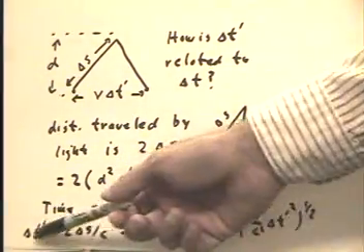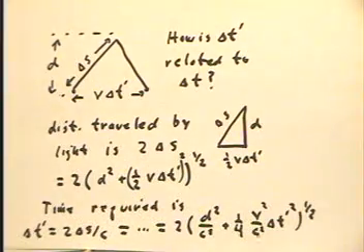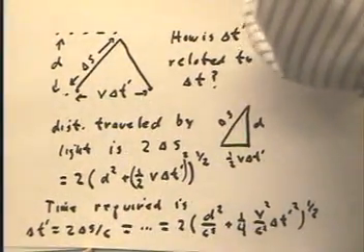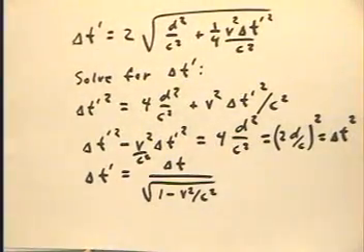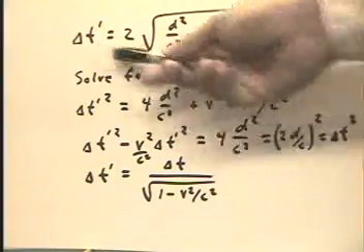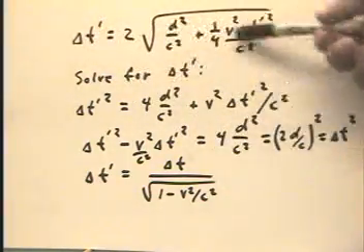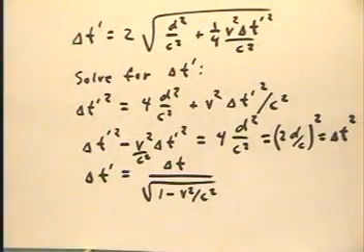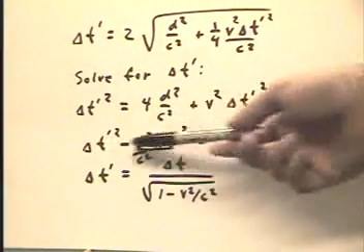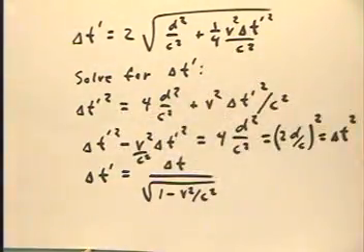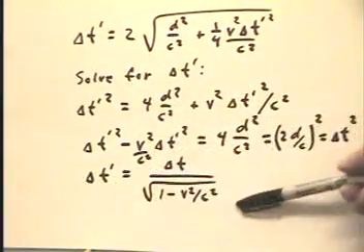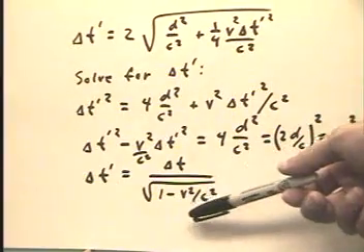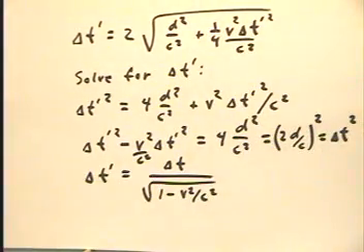Notice that we have delta t prime on this side and on this side. If we solve for delta t prime, we have to square both sides. By squaring both sides, we get this. And then by collecting the delta t prime terms over on the left side, factoring out the delta t prime and dividing by the factor, we end up with delta t prime equals delta t over the square root of 1 minus v squared over c squared.